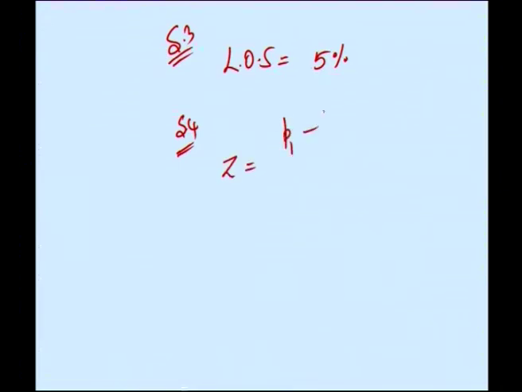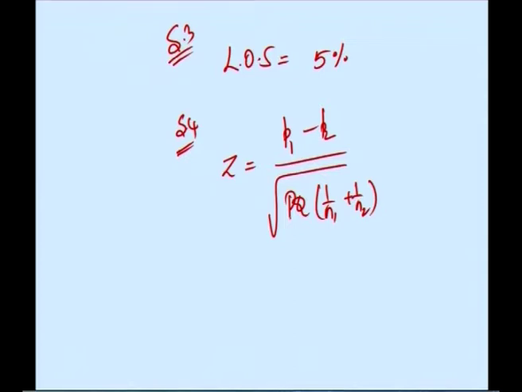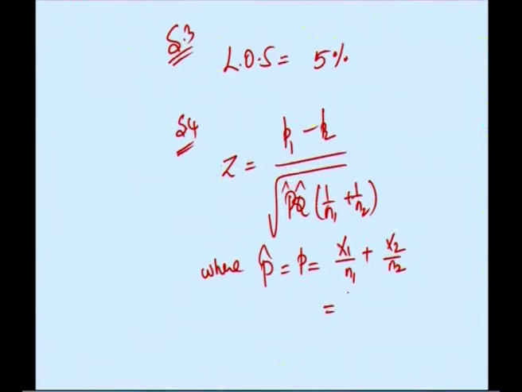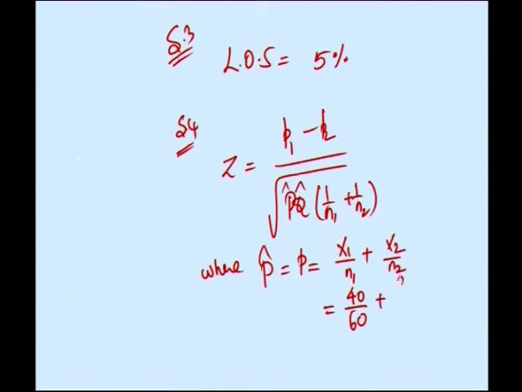Z is equal to P1 minus P2 divided by root of PQ into 1 by N1 plus 1 by N2. Since P and Q are not directly available, we have to take their cap values. The capital P cap is equal to small p, which is equal to x1 by n1 plus x2 by n2. This is with respect to the number of successes out of the total number of the sample. So, 40 by 60 plus 80 by 140, okay, and this value happens to be equal to 0.6.